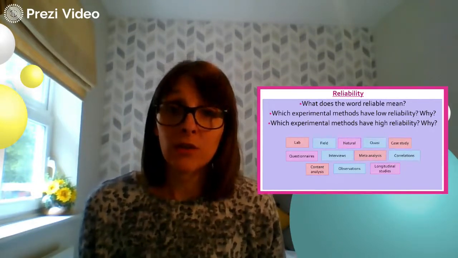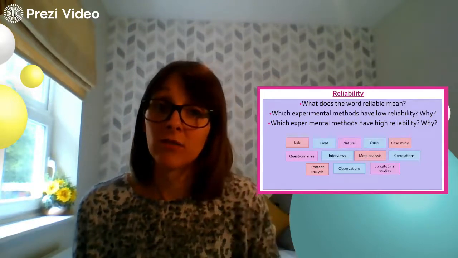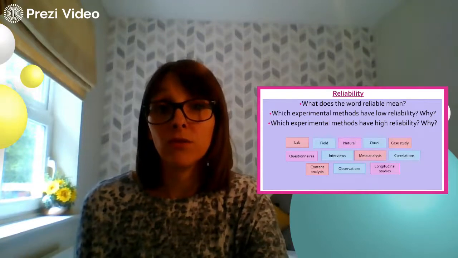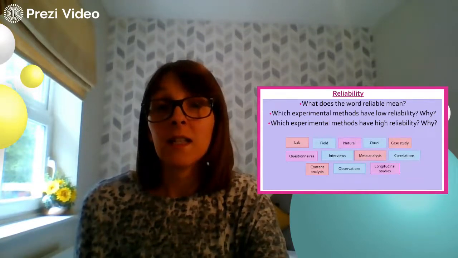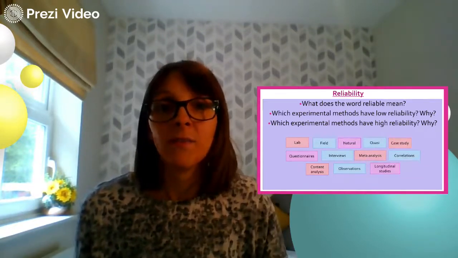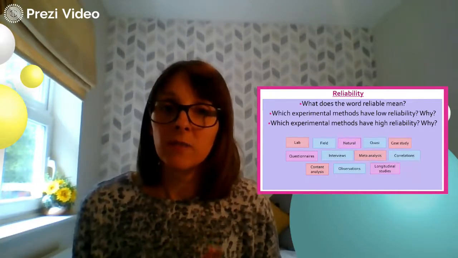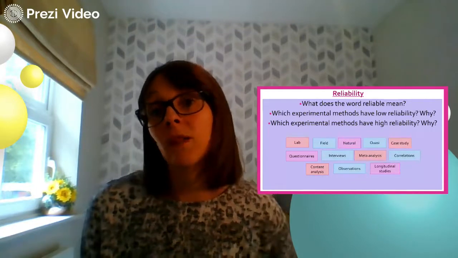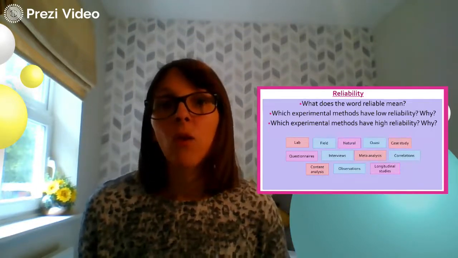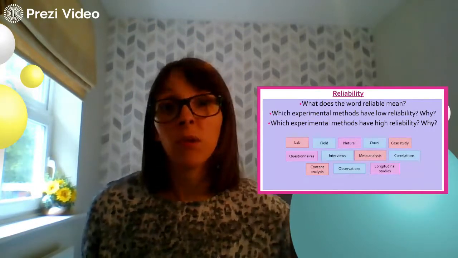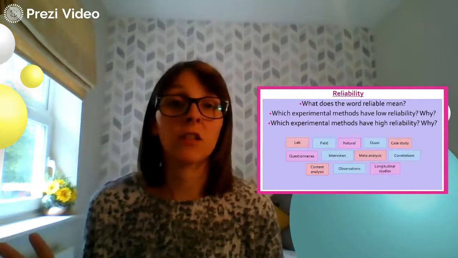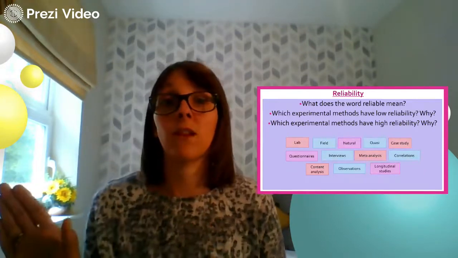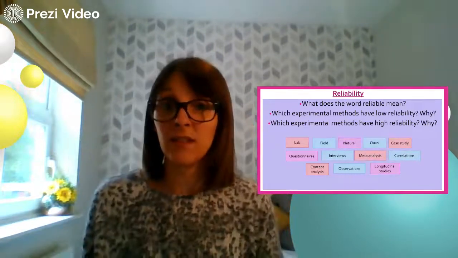What I'd also like you to do is look at the methods that we have on the side of the screen. So we've got lab, field, natural, quasi, interviews, questionnaires, etc. For each of these methods, I want you to think about, are they high reliability or do they have low reliability? What you can do is you can put them on a scale from highest to lowest, or you could divide your page into high reliability, low reliability, and then just list them.